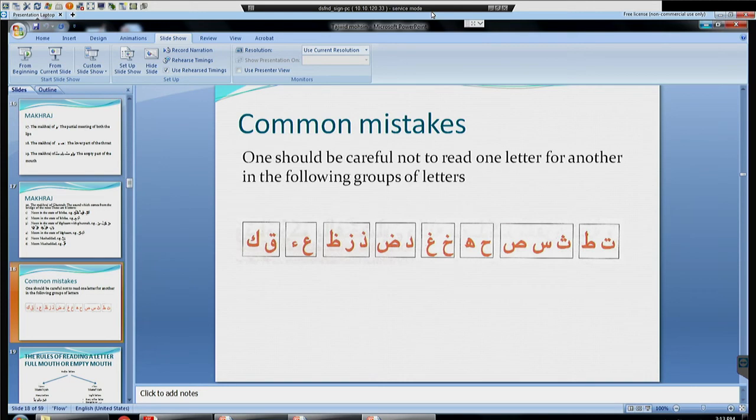Okay, so I mentioned this yesterday, or 2 days ago, I'm sorry. I mentioned this 2 days ago about common mistakes. Why are there common mistakes? Because some letters come from the same makhraj.